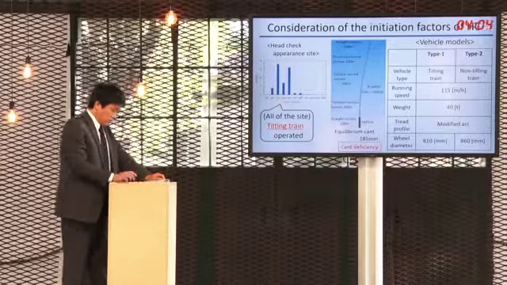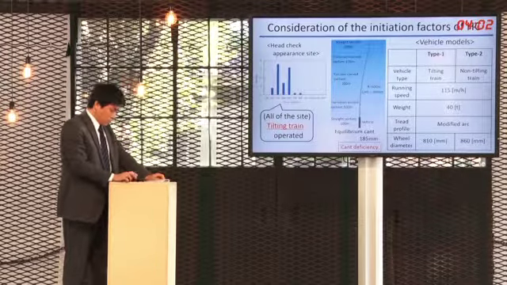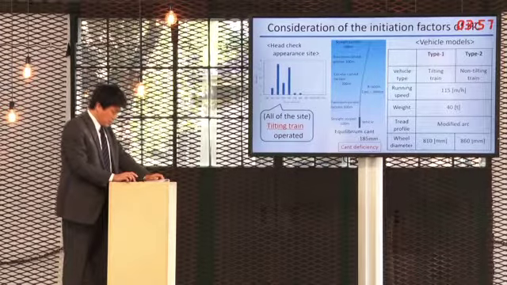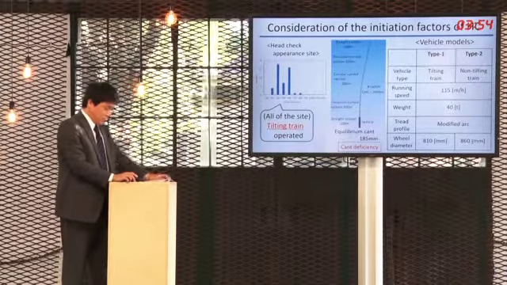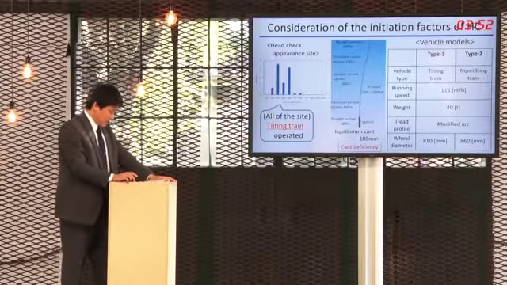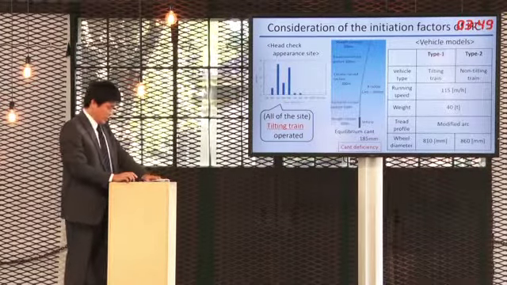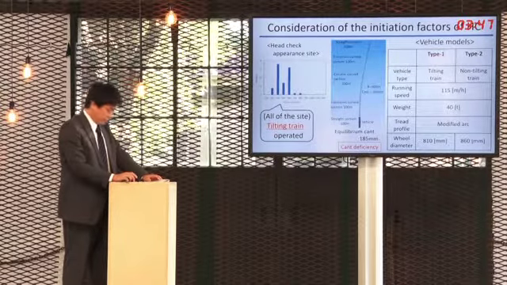Next, I will talk about the consideration of the initiation factors of a head check on the low rail. We conducted the wheel and rail contact analysis by use of SIMPAC. According to the on-site investigation, all of the sites where head check appearance on the low rail occurred are operated by tilting trains. Therefore, we conducted wheel and rail contact analysis in case of tilting train and non-tilting train.